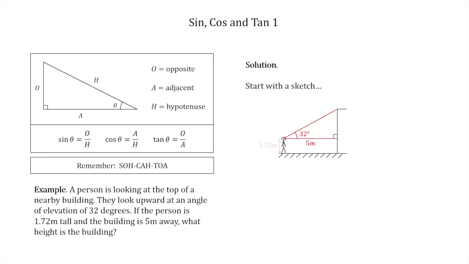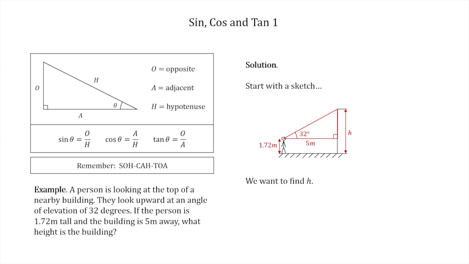So what else do we know? We know the person's height is 1.72 meters. So we have all the information we need to get the height of the building, because we just need the remainder. We know we have 1.72 meters, and then there's a bit more of the building before we get to the top. So how do we find it? Well, we're looking for this, the total height of the building, h. So that's what we want to find. We want to find h.